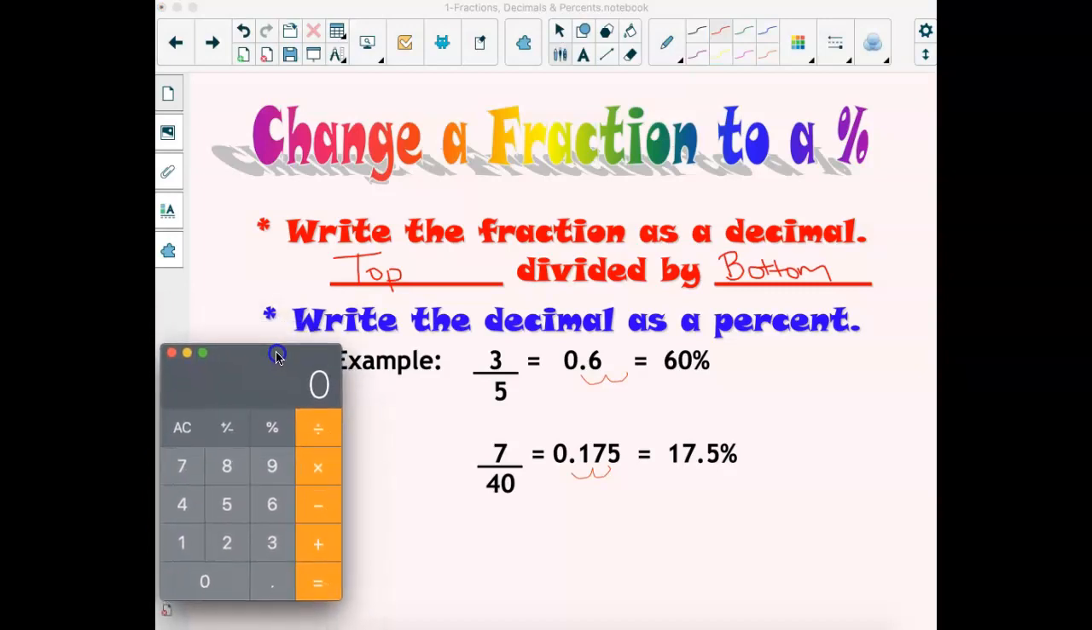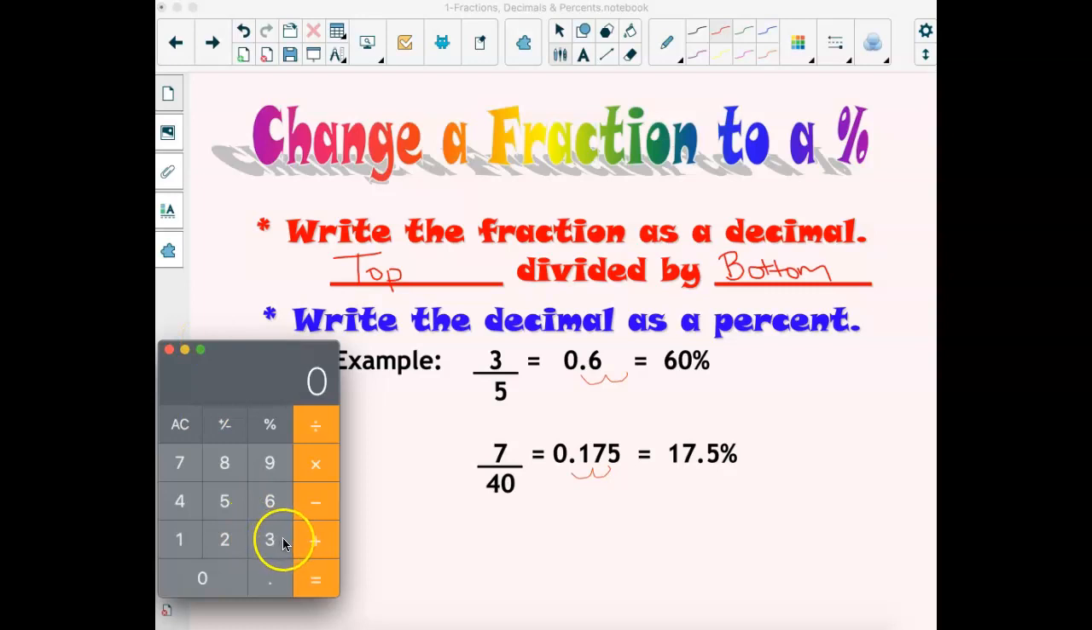So the first example is 3/5. If I put that into my calculator, I would do 3 divided by 5, and you get 0.6. Then you have to change that to a percent because that's a decimal. So you move the decimal 2 places to get 60%. Okay, if you have 7/40, 7 divided by 40, and you get 0.175, move the decimal 2 places is 17.5%.